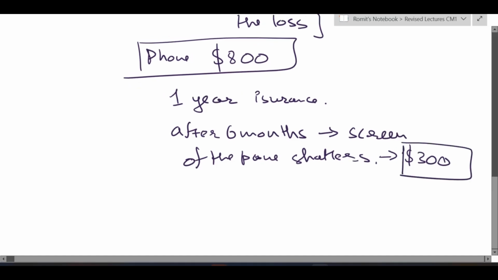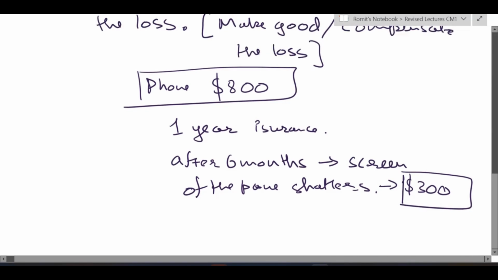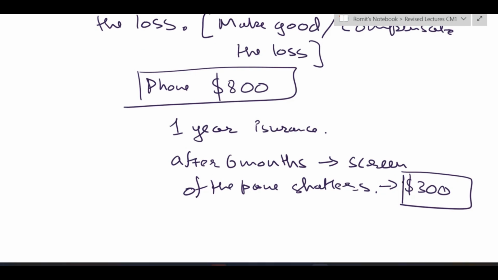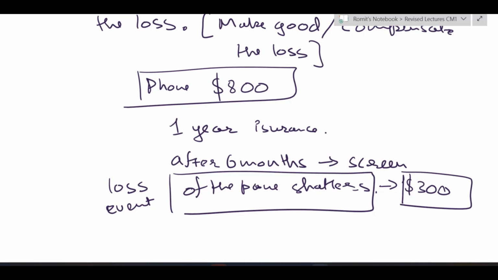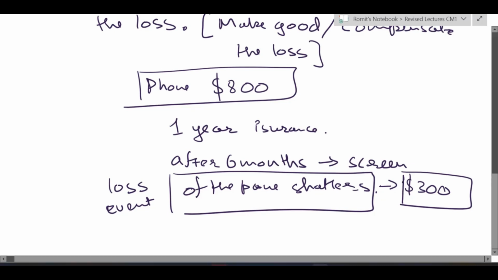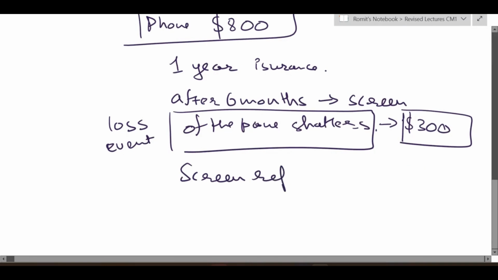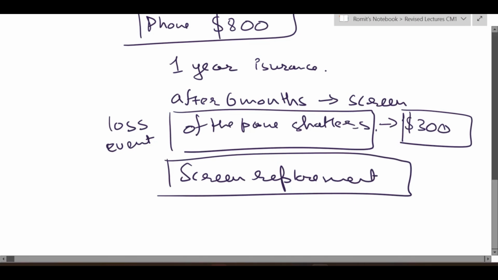Either the insurance company will pay you for your loss, that is $300, and you can take that $300 and get the screen repaired. That typically does not happen. They do not pay you directly monetarily. Instead, they try to put you in the same position as you were before this loss occurred. What is the loss event? The loss event is the shattering of the phone screen. Once the phone screen shatters, the loss event occurs, and the insurance company will try to put you in the same position as you were before the screen shattered. That is, they will provide a screen replacement. And for that screen replacement, your mobile phone manufacturer, who will be repairing your mobile phone, will be paid $300 by the insurance company.